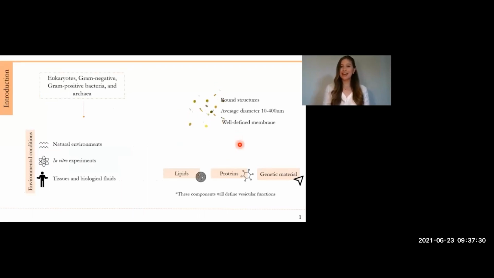As numerous publications have shown, most cells, like eukaryotic, gram-negative, and gram-positive bacteria, actively shed nanosized structures into the extracellular environment, which are called extracellular vesicles. Various names have been used to describe them, for example, membrane vesicles for gram-positive bacteria, outer membrane vesicles for gram-negative bacteria, and exosomes or ectosomes for mammalian cells. Furthermore, extracellular vesicles have been found in natural environments, in vitro experimental conditions, and tissues or biological fluids.